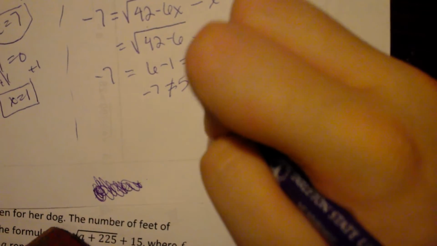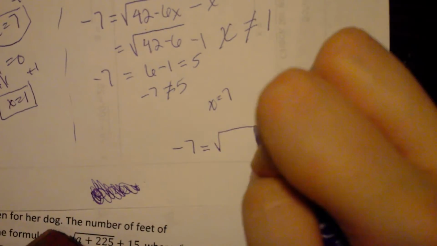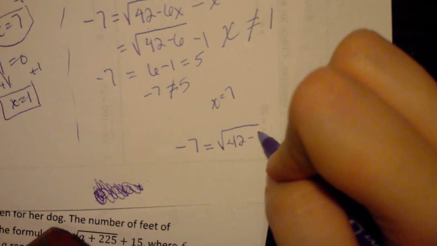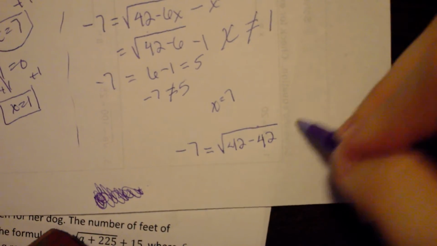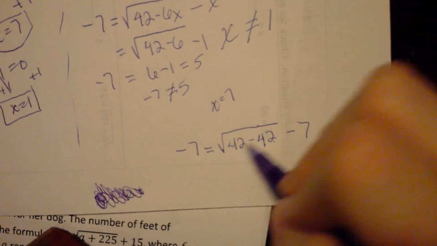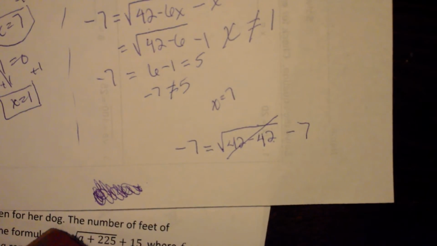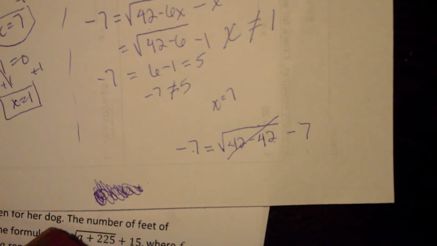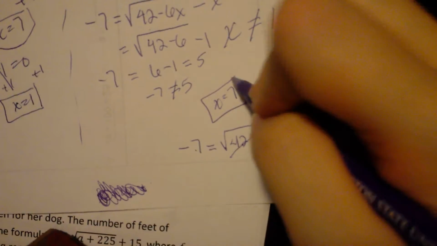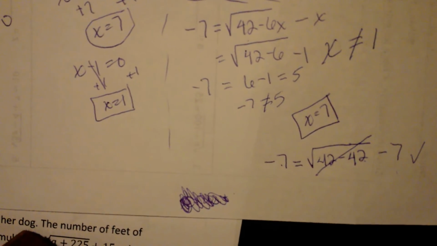So now when I try x equals 7, I'm going to have negative 7 is equal to the square root of 42 minus 6 times 7, which is 42, minus 7. So the square root of 42 minus 42 is 0. So the square root of 0 is 0. So I get negative 7 equals negative 7. So that works out. So my only answer on number 14 is 7.